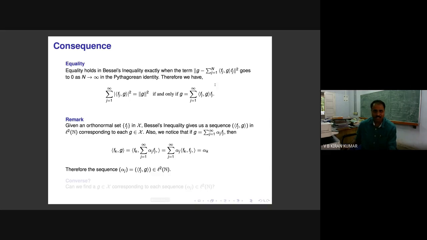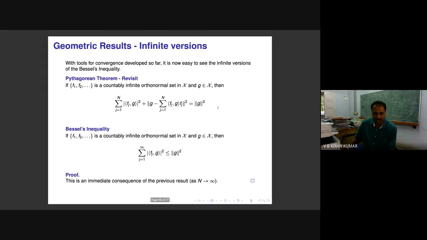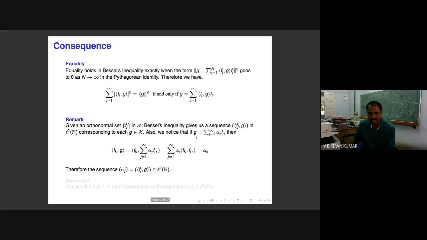Now, a remark. You start from an orthonormal set in X. By Bessel's inequality, you get a sequence of inner products of f_j and g in L2. What is Bessel's inequality? It tells you that, given this orthonormal set, this series is bounded by norm g squared. This is always finite, therefore this quantity is finite. That means this sequence is square summable. So we get a square summable sequence. The orthonormal set is fixed, and for every g you have a sequence in L2N.